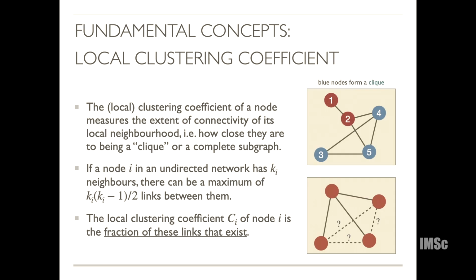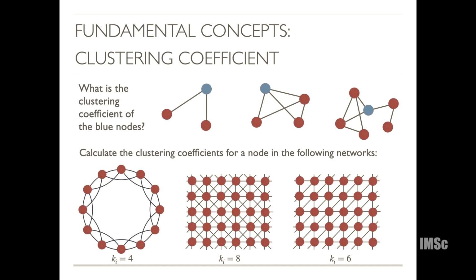If a node has k neighbors, there can be a maximum of k times k minus 1 divided by 2 links between them. We just look at the fraction that exists. Let's look at some examples. In this case, the blue node has 2 neighbors, and what's the clustering coefficient? 0, because there's no connection between them.